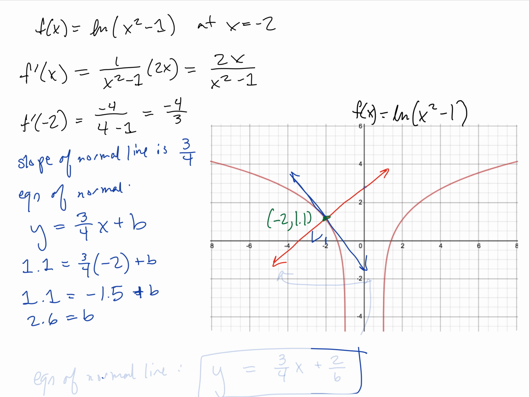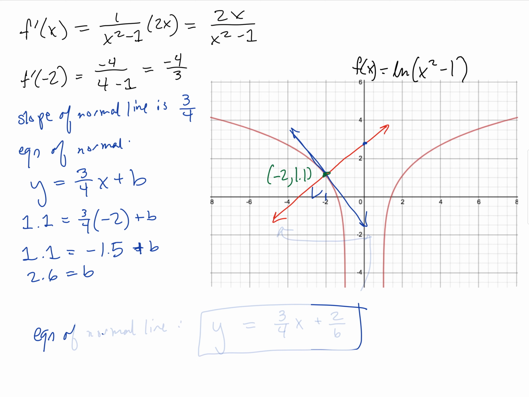And if we take a look at our approximation, that looks pretty good. The y-intercept is somewhere around something larger than 2. And so our full equation of the normal line is y equals 3/4 x plus 2.6. That is our equation of the normal line to this curve. That's the equation of that red line right there.